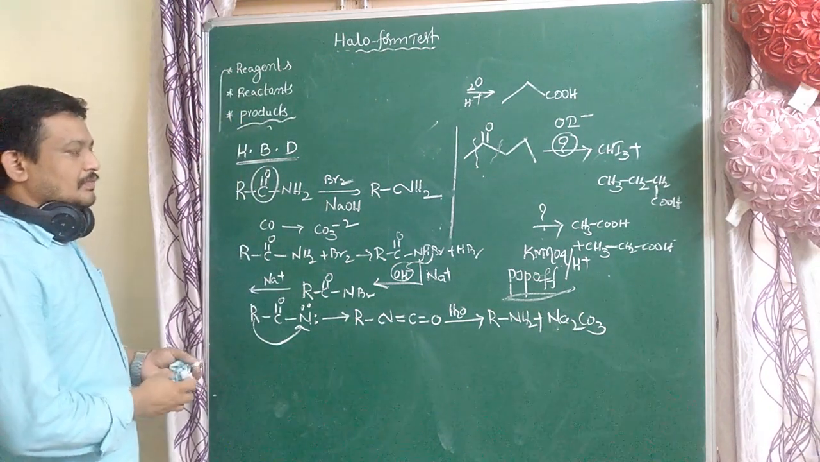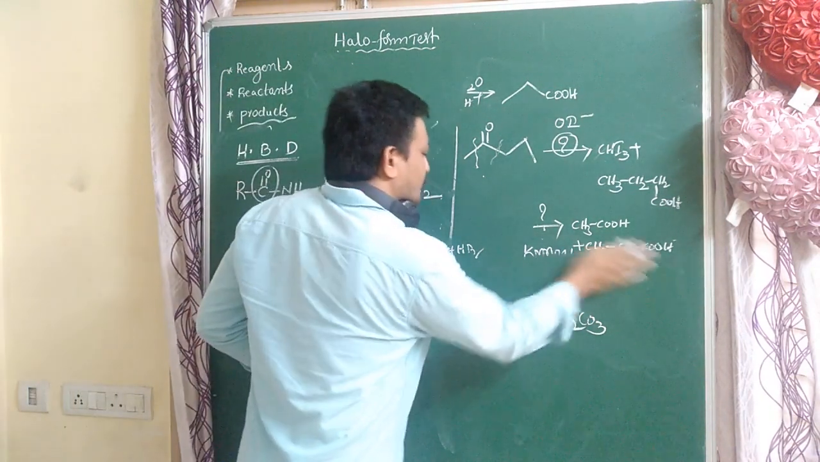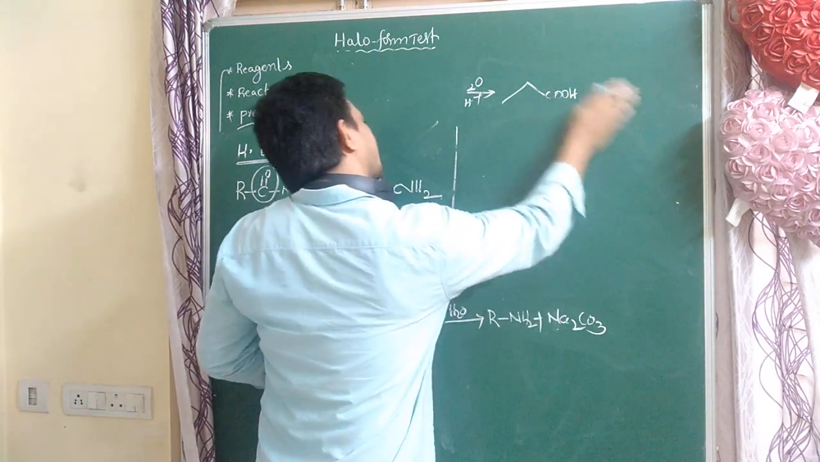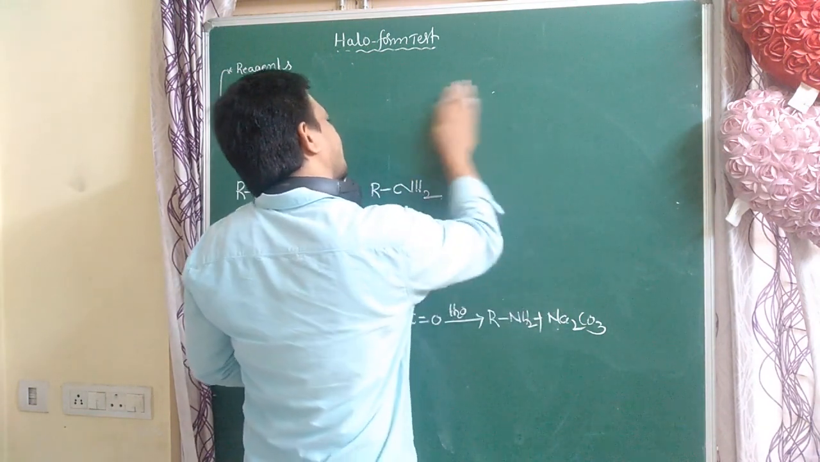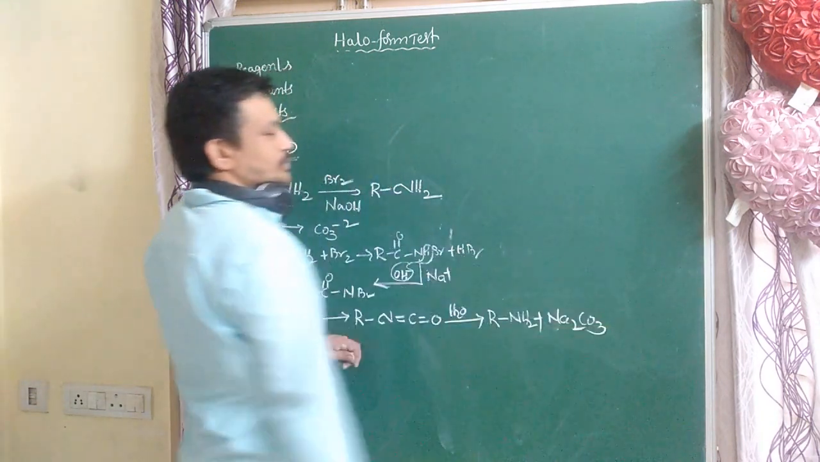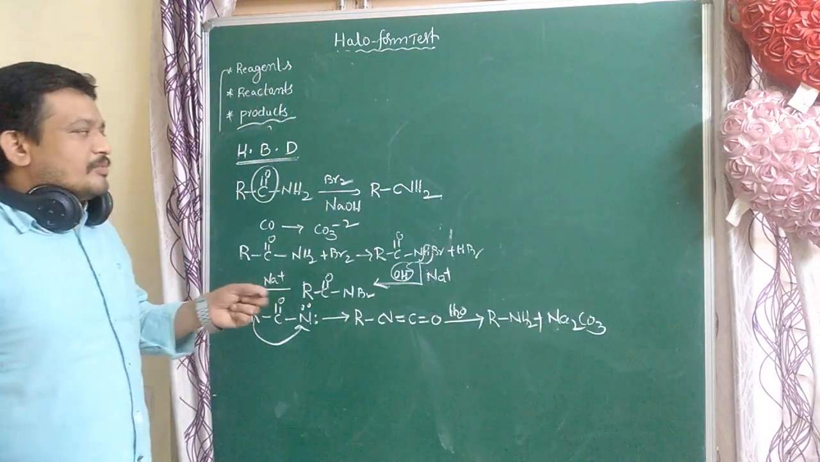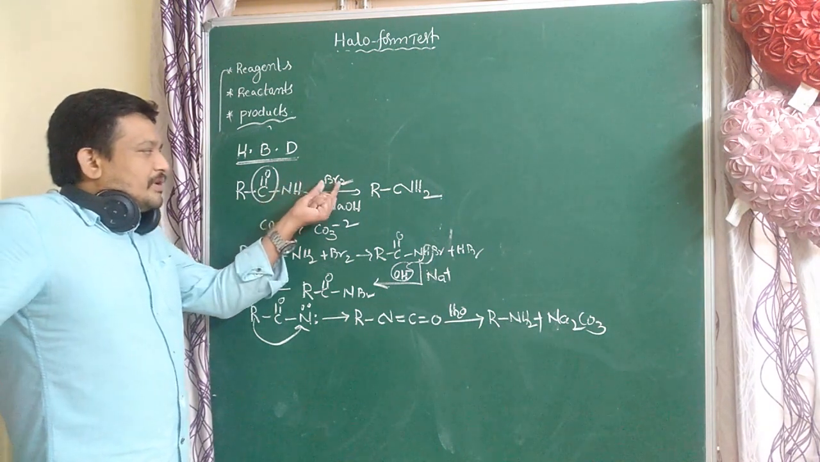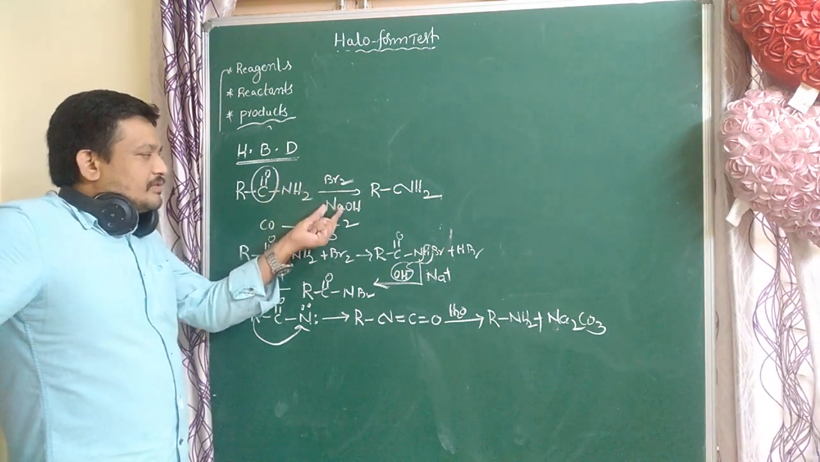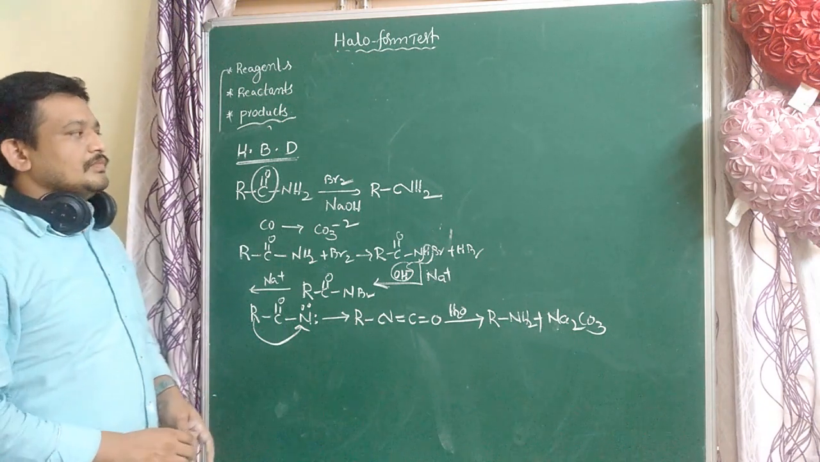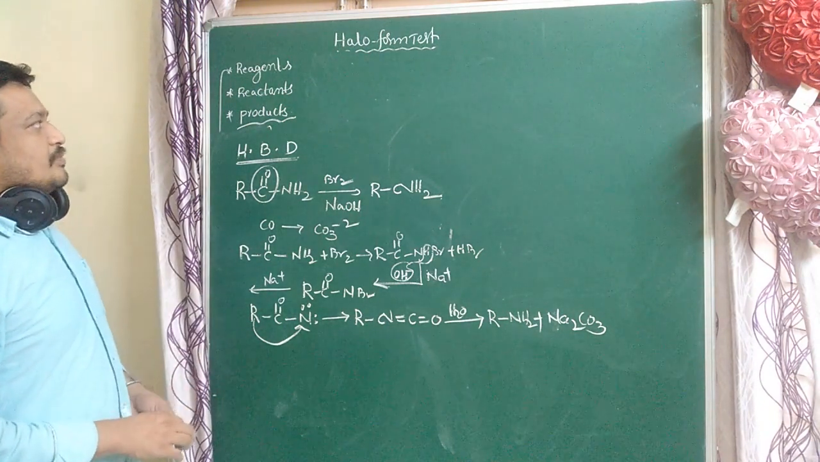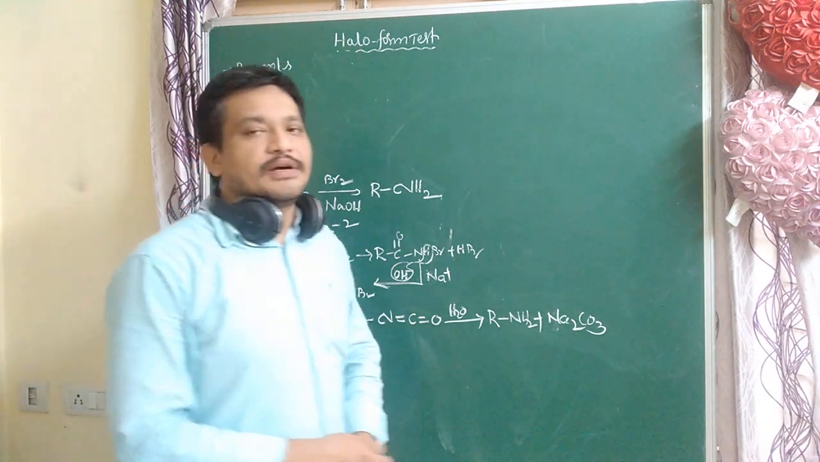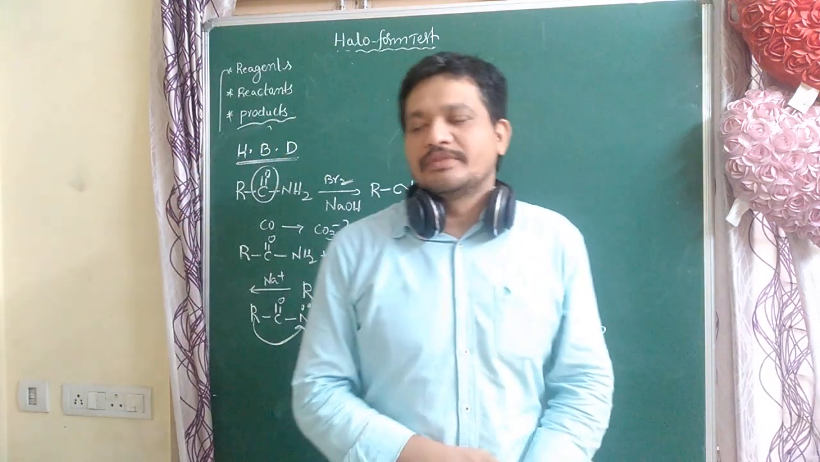So Br2 by base is used in only two reactions in organic chemistry. Cl2 by base is used in the Haloform test. Here only Br2 is suitable. So these are the Haloform test and the Hoffmann bromamide test. This is very important in organic chemistry, students. Thank you very much, students.